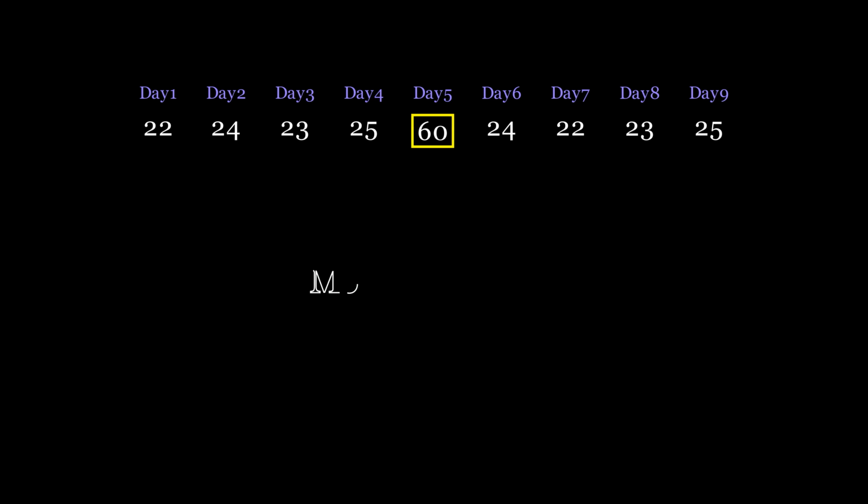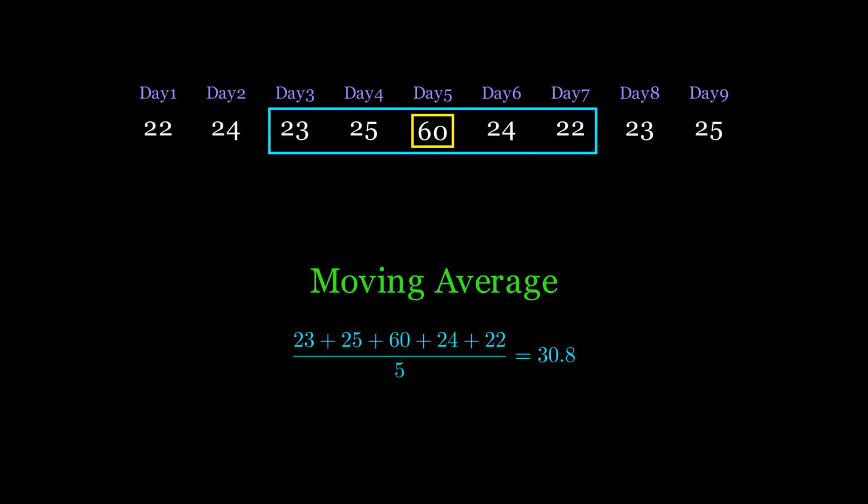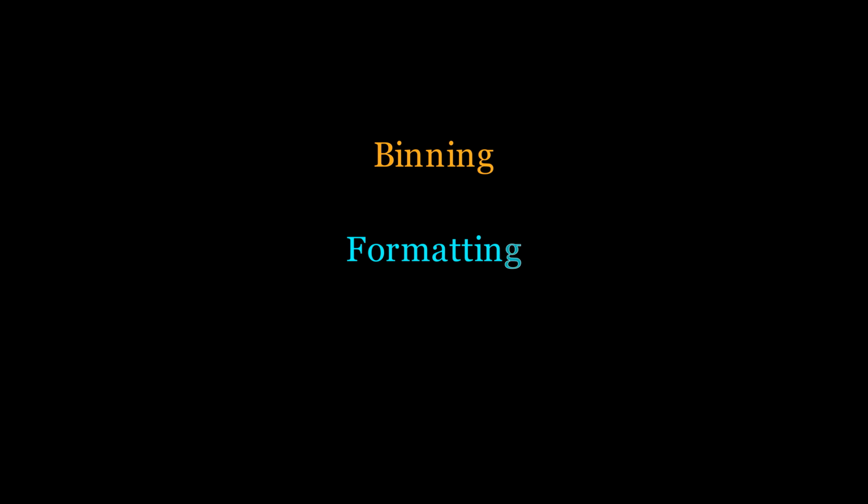To eliminate these spikes, we use a moving average. This works by calculating the average of a specific window of time. For example, we can take the average of the present day, the 2 previous days, and the 2 following days. By doing this, the sudden spike is mathematically smoothed into the surrounding data, allowing the true trend to emerge clearly. These 3 methods, binning, formatting, and smoothing, represent the fundamental pillars of noise removal. Master these, and you'll be ready for the more advanced techniques we will discuss in our upcoming classes.